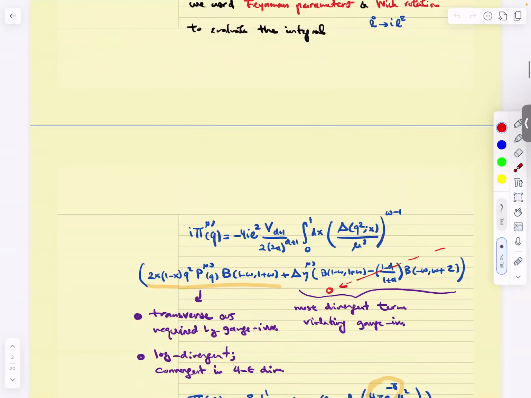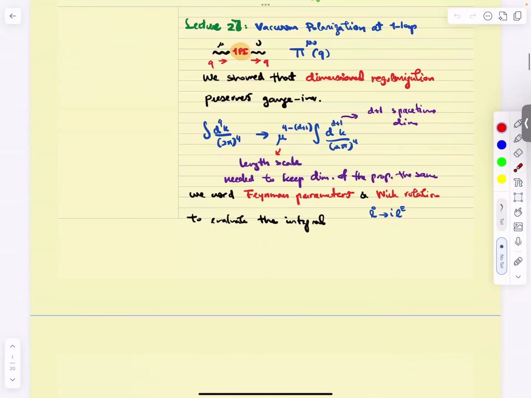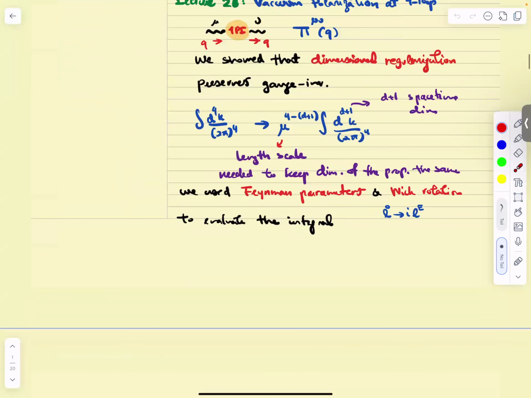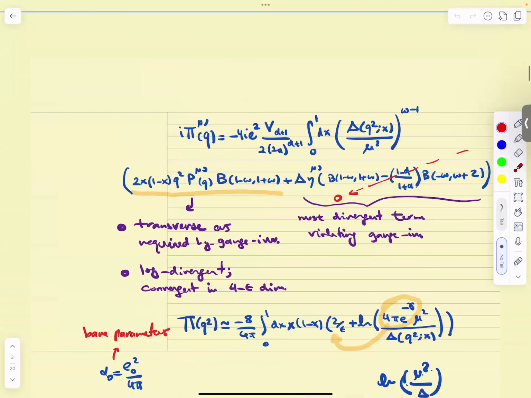So we used Feynman parameterization and Wick rotation to perform this integral. We massaged this integral. With Feynman parameters introduced, there was an expression for 1 over AB as the integral of dx from 0 to 1 over A x plus B (1 minus x). I think this was my convention.